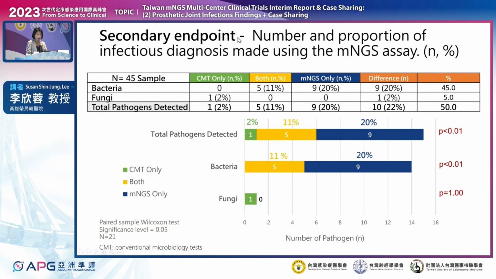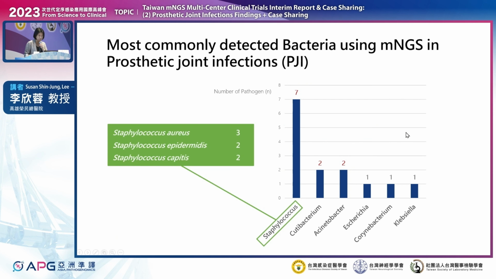The other secondary endpoint included the number and proportion of infectious diagnoses made using the NGS assay, and shows that in 45 samples from 21 patients, overall detection of pathogen was 50%, and pathogens detected from NGS only accounted for 20%. And the overall difference between the two assays was 22%, showing that NGS has a higher detection rate.